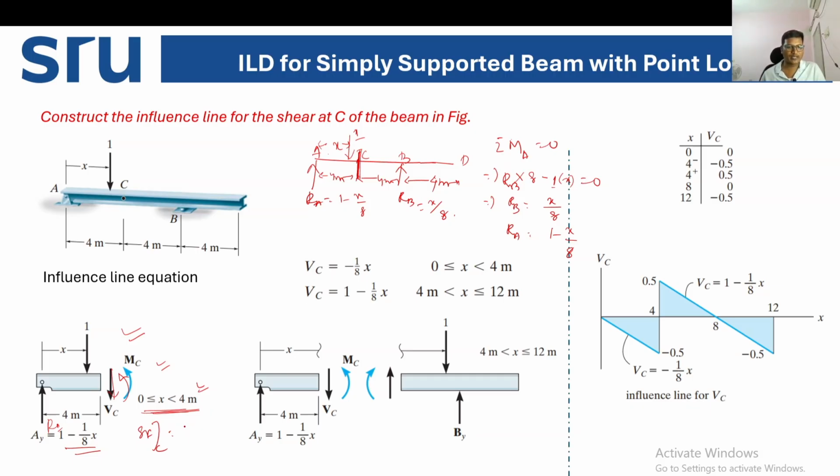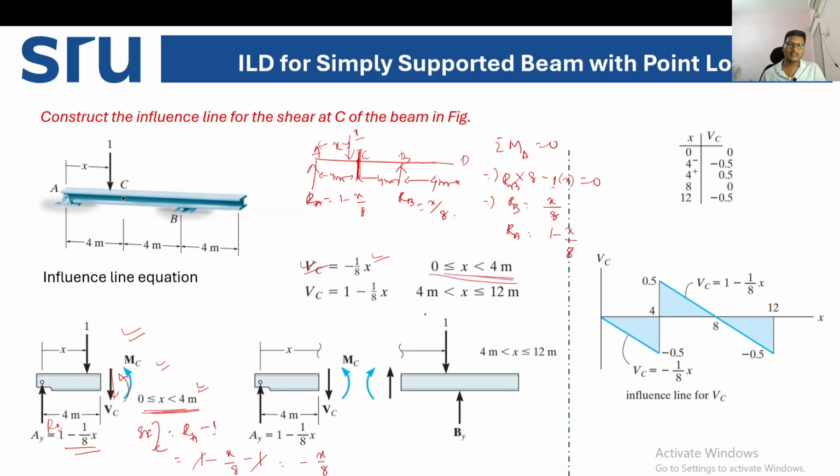Shear force at C will be RA minus 1. That will be the shear force. RA is nothing but 1 minus x by 8, minus 1. So 1 cancels out, and it will be minus x by 8. So the shear force at C is equal to minus 1 by 8x when the unit load is moving between 0 to 4.